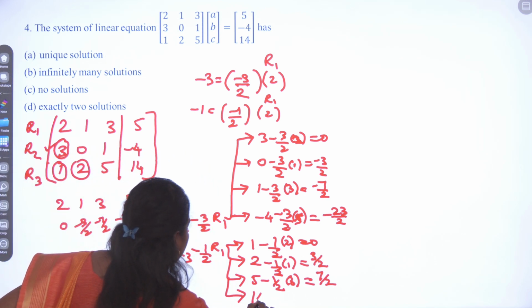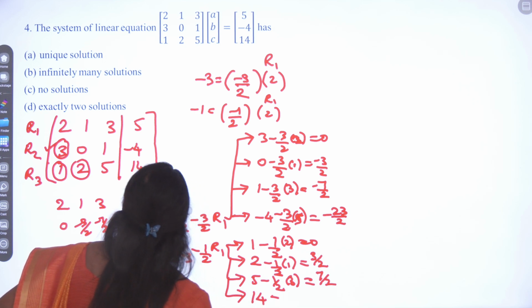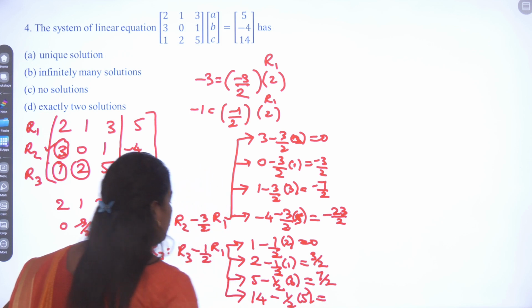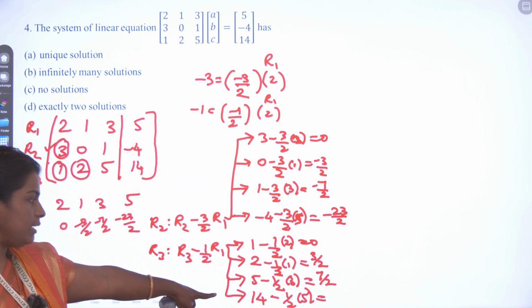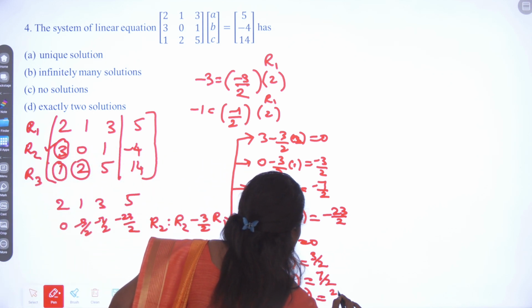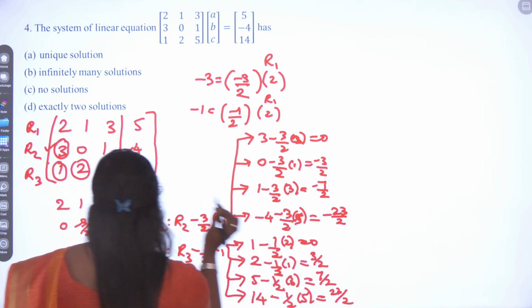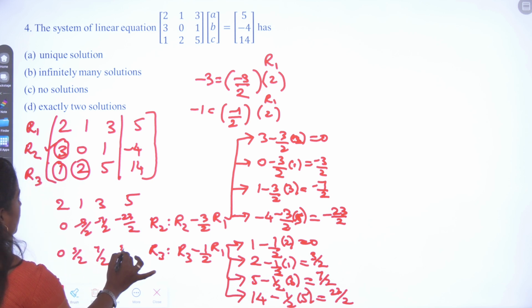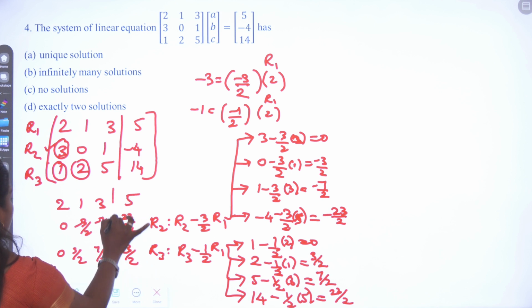14 minus 1 by 2 into 5, which is 14 into 2 is 28, 28 minus 5 is 23, 23 by 2. Replacing all those values: 0, 3 by 2, 7 by 2, 23 by 2.